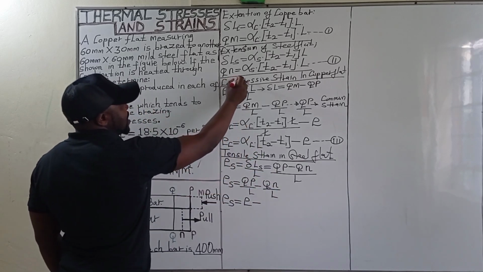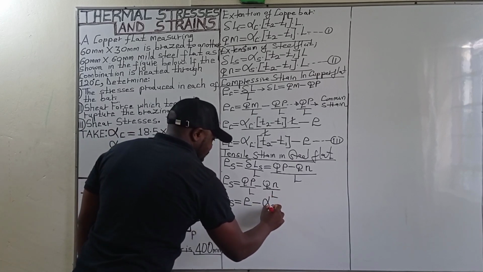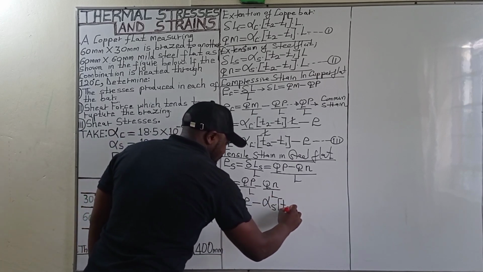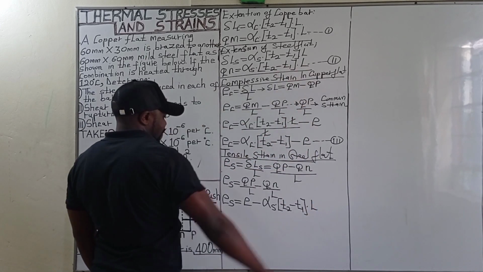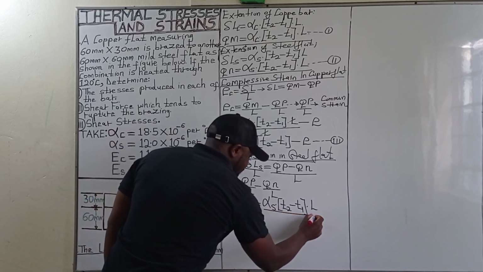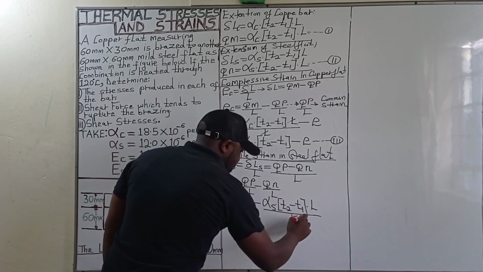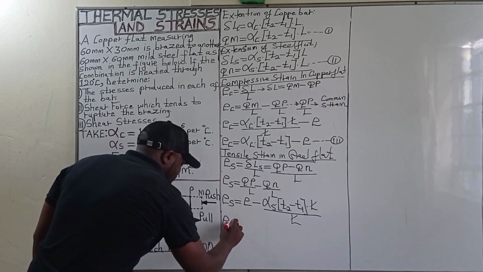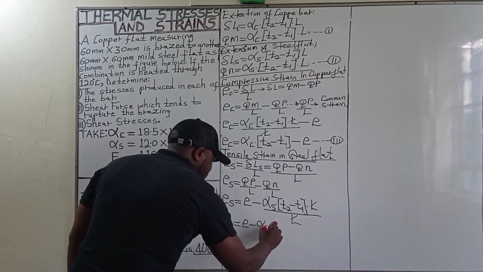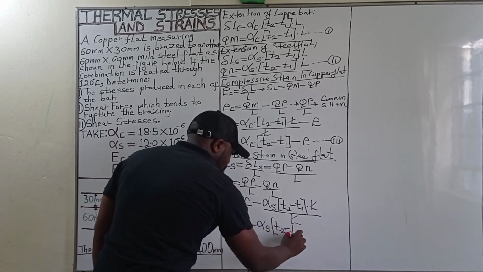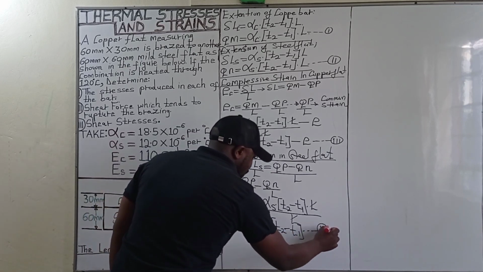QN. We got it here in equation 2, so we substitute it here. That is the coefficient of linear expansion of steel times change in temperature multiplied by the length of the flat. Divide this by this length here. Divide this by L. So this L and this one are going to cancel out. Therefore, ES will be given by E minus coefficient of linear expansion times T2 minus T1. So this is going to be our equation 4.